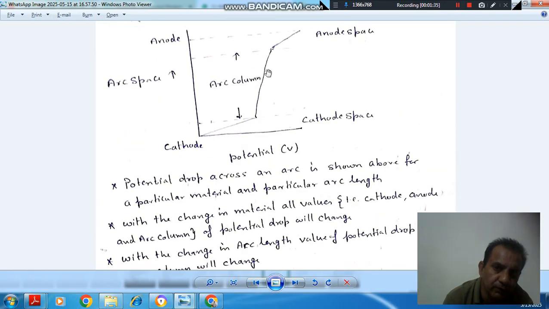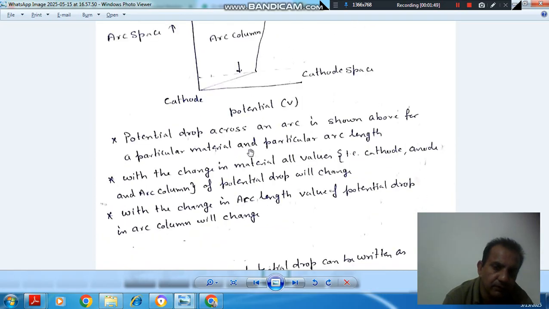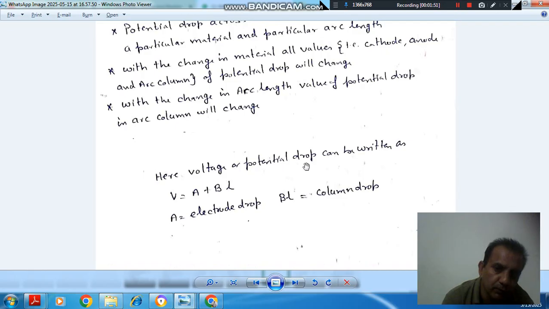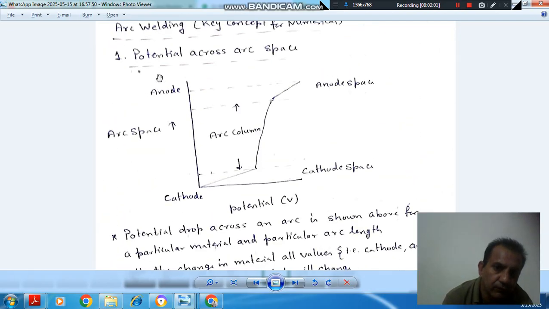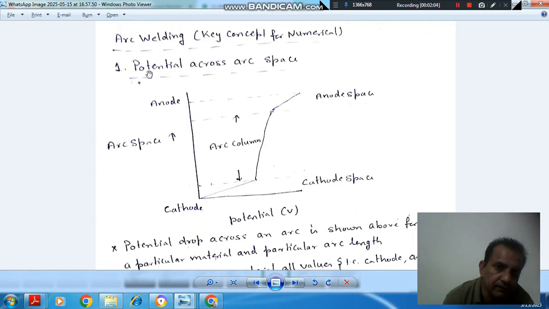So this is for a particular material and for a particular arc length. If we change the arc length, this value will change, but this value will not change. This value of potential drop will remain the same, and this value of potential drop will also remain the same. So now the voltage of potential drop can be written as V is equal to A plus BL. A is your electrode gap drop and BL is your column drop. So this is the first characteristic in arc welding, that is potential across arc space or arc length.